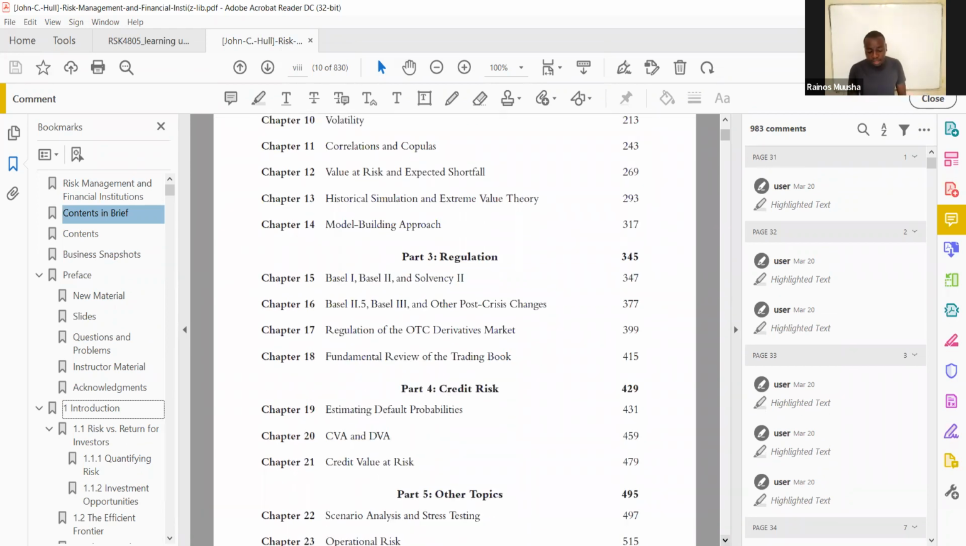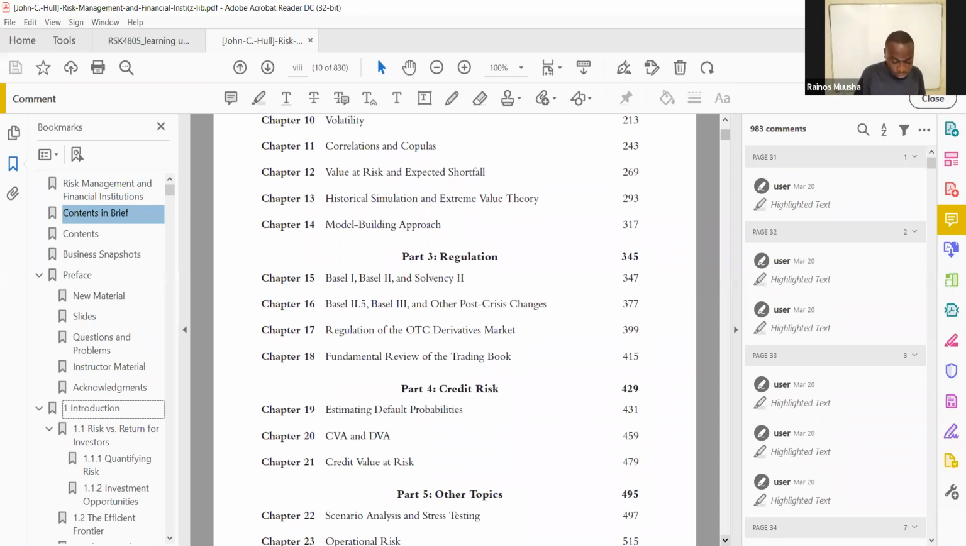Then the third part of the textbook looks at regulation. And when you look at regulation, we look at the evolution of the Basel Accords. So we're going to look at Basel 1, Basel 2, and Solvency 2. Basel 1, 2, 3 and 4 are more on the regulation of banks. And the Solvency Act is the one that is more on the insurance side. So you need to be able to know and understand the different components and how they've developed over time as well.